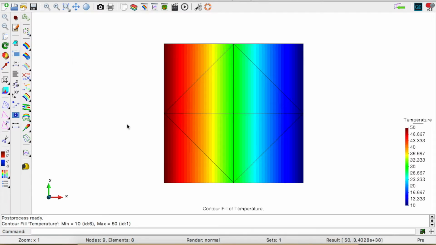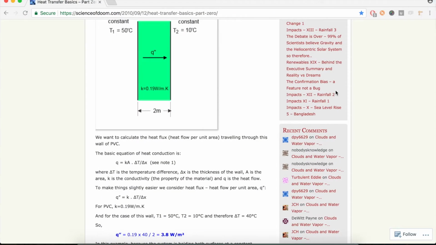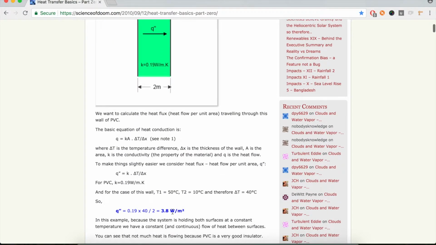Here is the temperature distribution that we get. At one side of the wall, we can see it's 50 Celsius degrees, and at the other side of the wall is 10 Celsius degrees. But what we want to know is the flux going through the wall. We can see here that the flux is constant through all the wall, and we get 3.8 watt per square meter. Exactly the same result as the analytic solution.